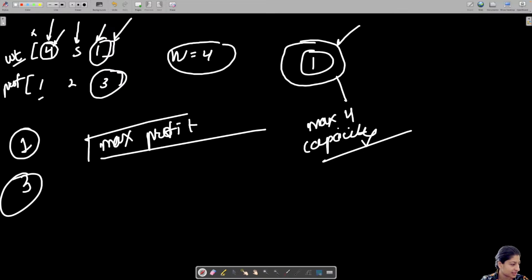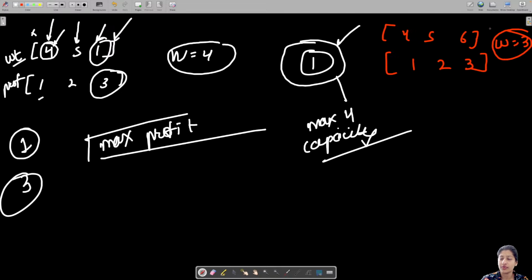Let's see another test case from here. It's not a very big test case, but I think the concept will be clear to you, I'm sure. Values that I have is 1, 2, 3, that is the profit, and the weights that I have is 4, 5, 6, and the capacity of your knapsack, W, given to you is 3.